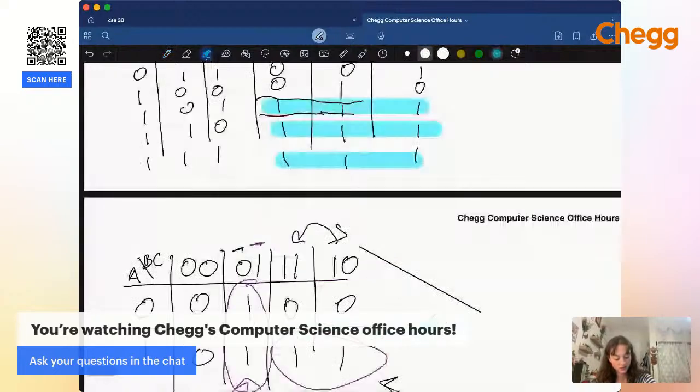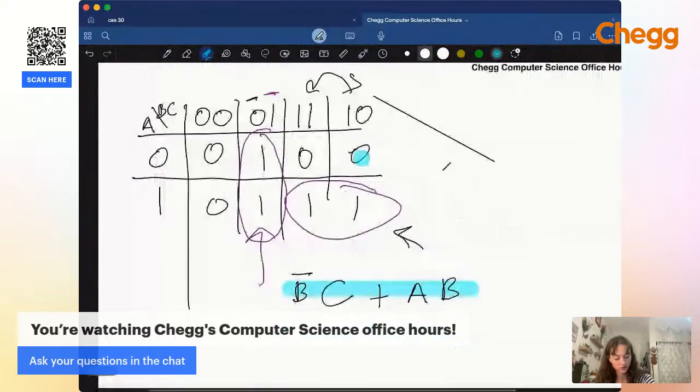And this was our original function. This is our simplified one.